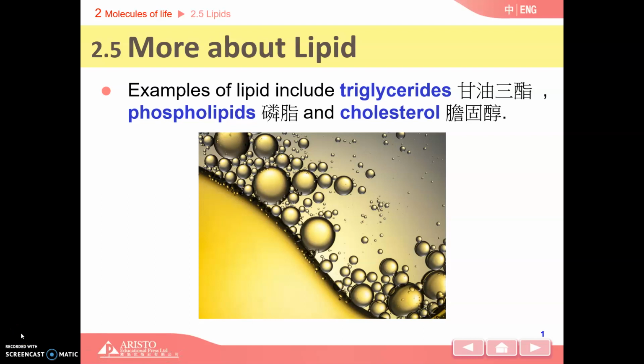Now we look at more about lipid. More about the biochemistry of lipid, which is in chapter 2, molecules of life. We have three different groups of lipids. The first group is triglyceride, the second group is phospholipid, and the third group is cholesterol.